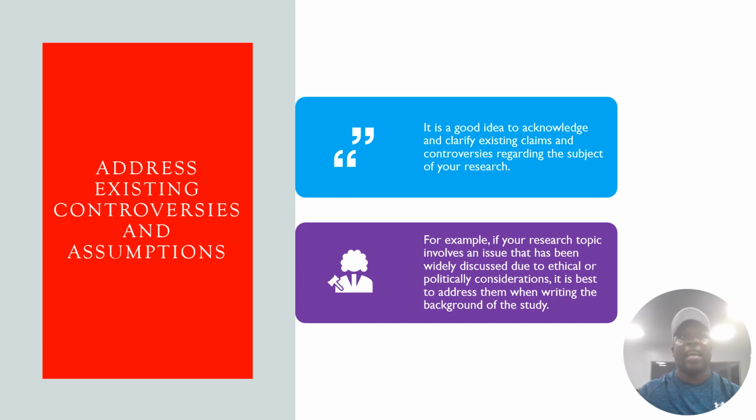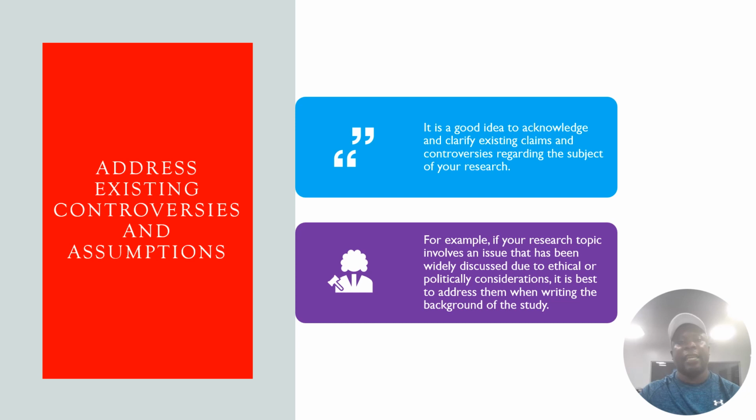Then address existing controversies and assumptions. There are so many that will come up. You need to try and address those issues. It is a good idea to acknowledge and clarify existing claims and controversy regarding the subject of your research. Let's talk about COVID-19. Unfortunately, you're going to talk about that. There are also so many claims there. If you talk about GMO, there are so many claims, like GMO causes cancer and all other stuff. So if you are studying something like GMO, you also need to make sure that you clarify some of those controversies that are in your study.